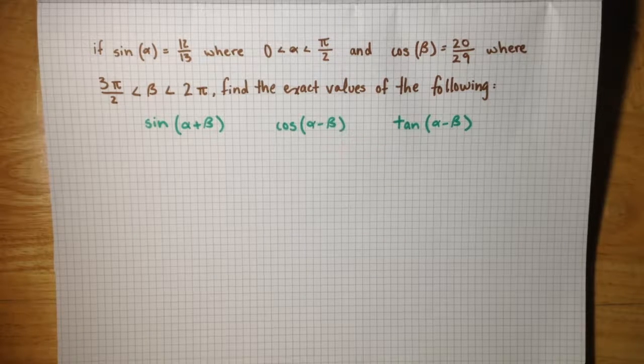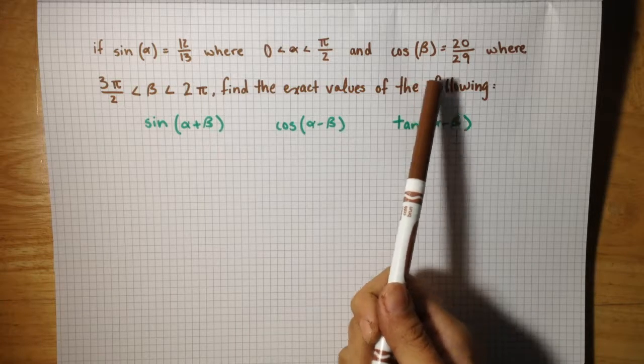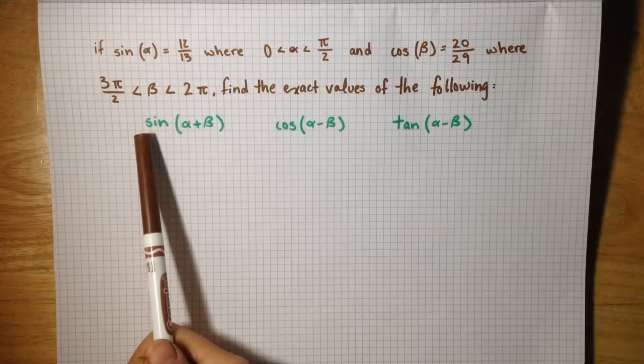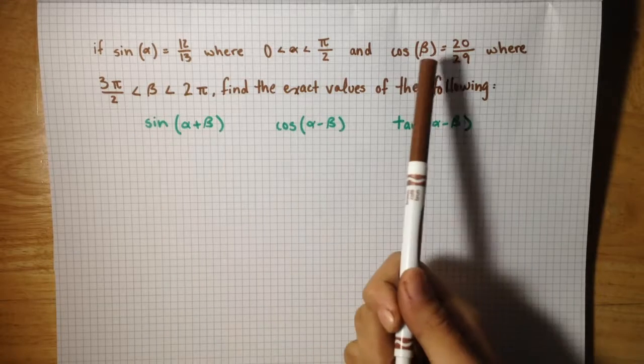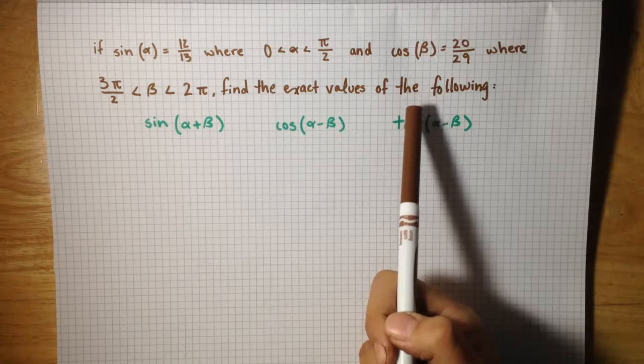So the first step to this problem is finding the missing values. The missing values are cosine of alpha and sine of beta. They've already given us the sine of alpha, but we need to find the cosine. And they've already given us the cosine of beta, but we need to find the sine of beta.